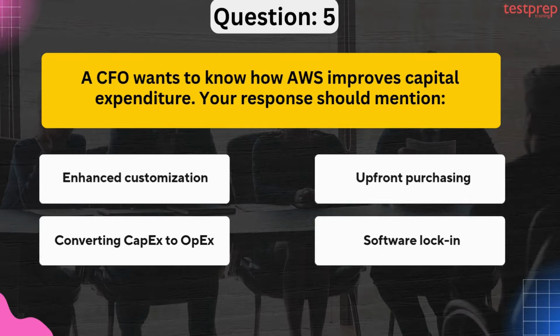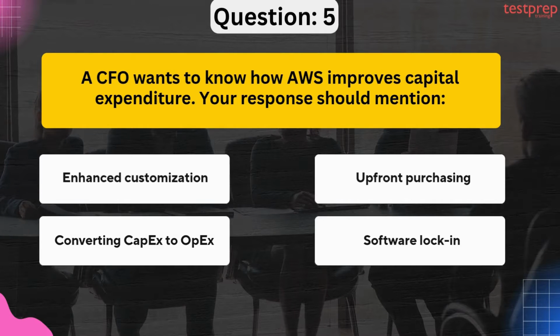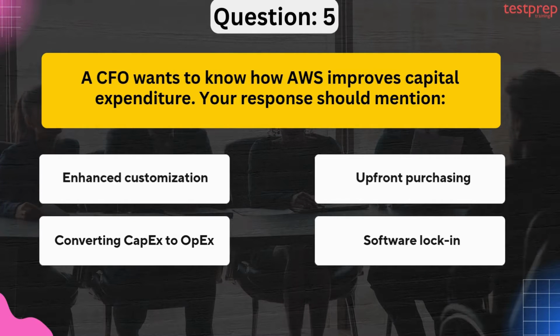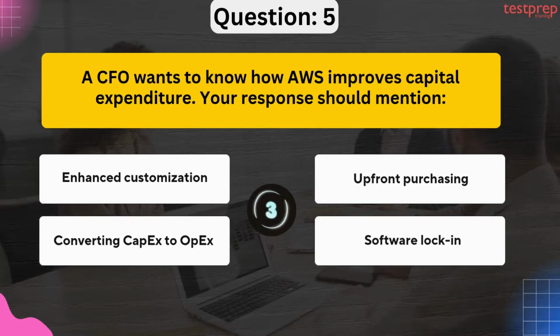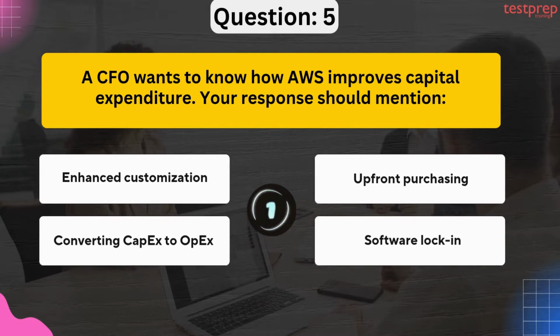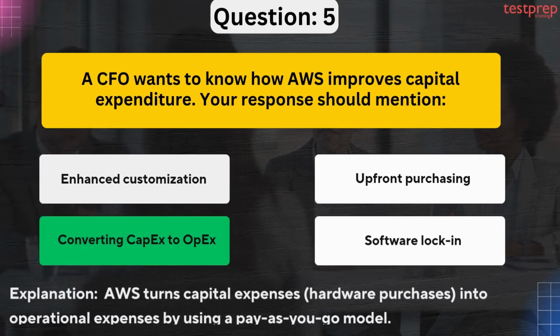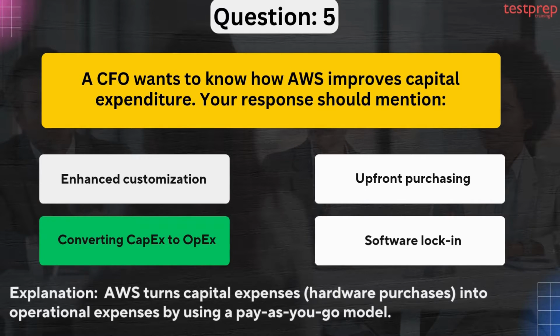Question 5. A CFO wants to know how AWS improves capital expenditure. Your response should mention: the correct answer is converting CapEx to OpEx. AWS turns capital expenses, hardware purchases, into operational expenses by using a pay-as-you-go model.